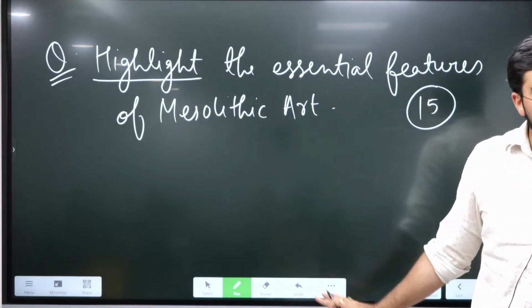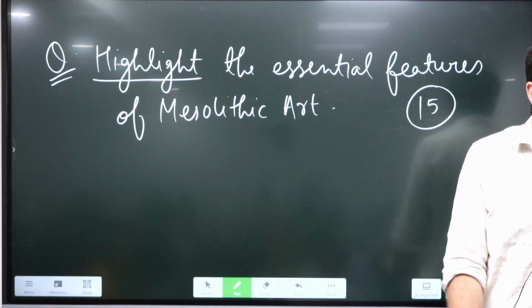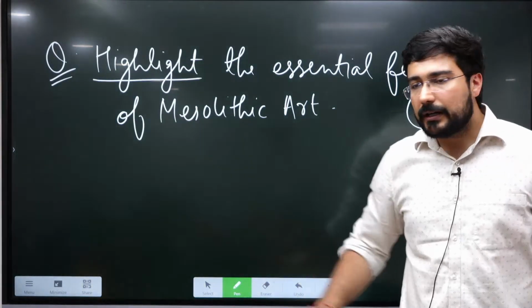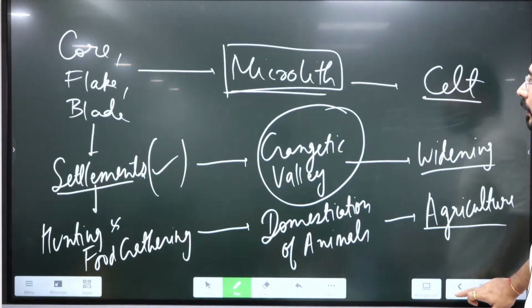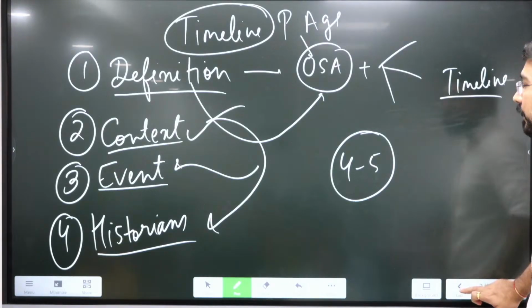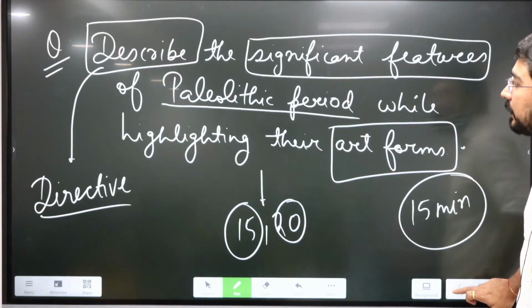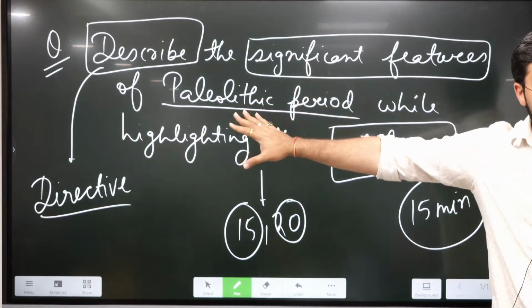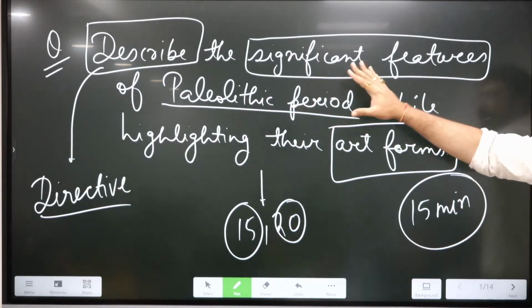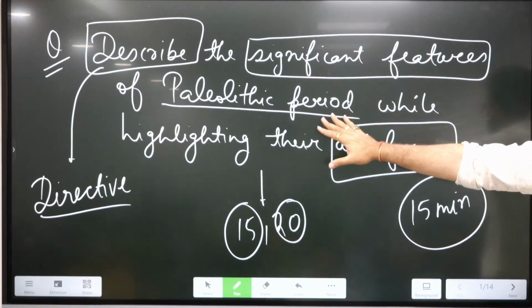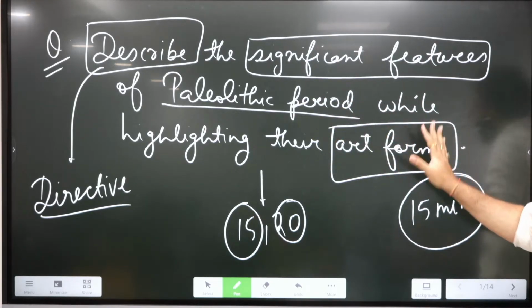But I hope so far everything is easy for all of you. You learn some basics of answer writing. Let me just re-emphasize some of these things. Like this was the question which we discussed today. Describe the significant features of Paleolithic period while highlighting the art forms.